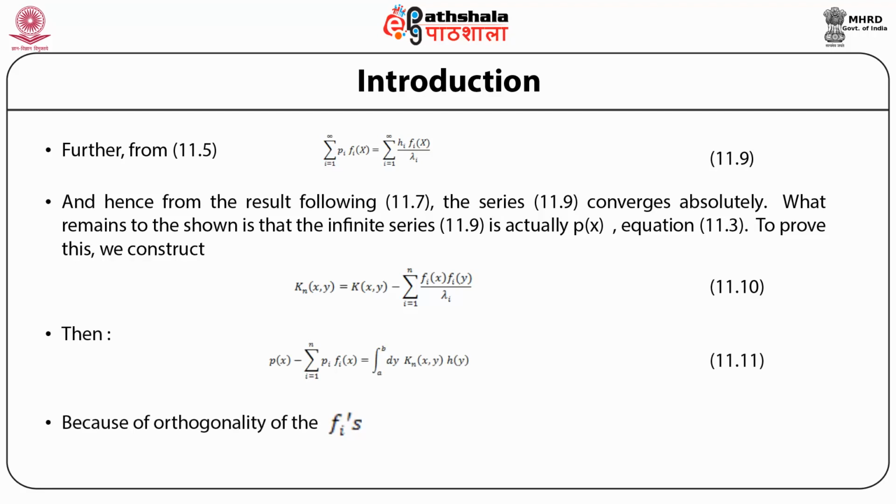To prove this, we construct a kernel K_n(x,y) as k(x,y) minus the sum over i from 1 to n of the product of functions φ_i(x) into φ_i(y) divided by λ_i. Then p(x) minus the sum over i of p_i φ_i(x) is equal to the integral from a to b over dy of the function K_n(x,y) h(y), because of orthogonality of the φ_i's.